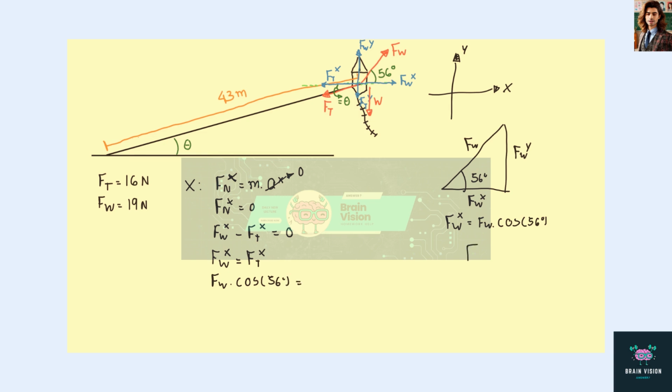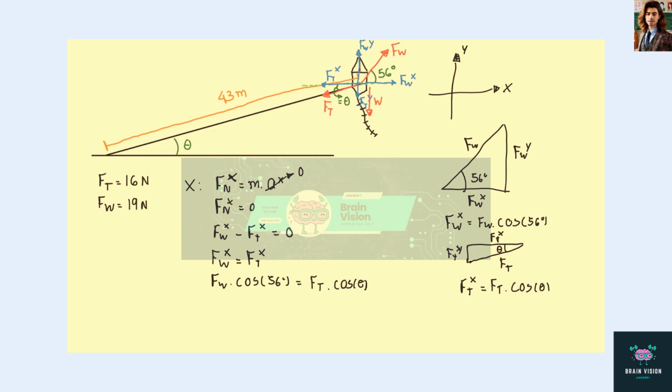For the tension force, we have another triangle, which is this one. Here we have the tension force, component x, and the tension force component y, and here is theta. Note that the tension force component x is also adjacent to the angle theta. Therefore, tension force component x is equal to the full tension force times the cosine of theta because it's adjacent to theta. So we have tension force times cosine of theta.